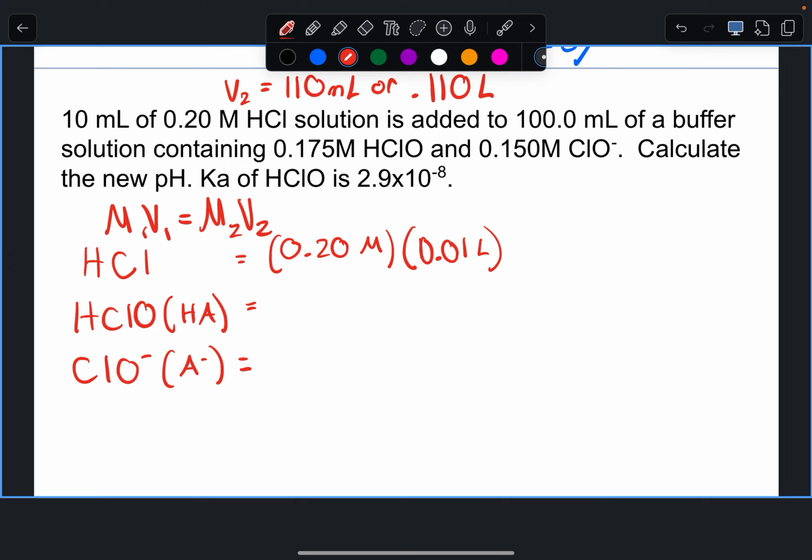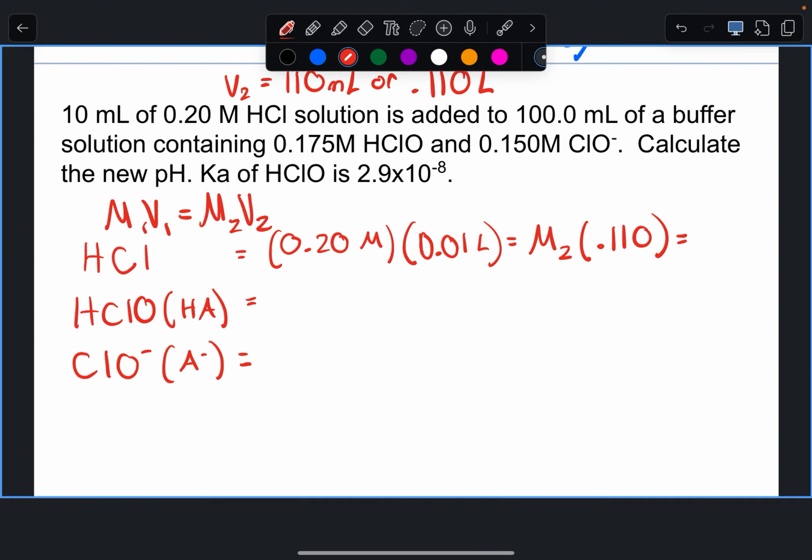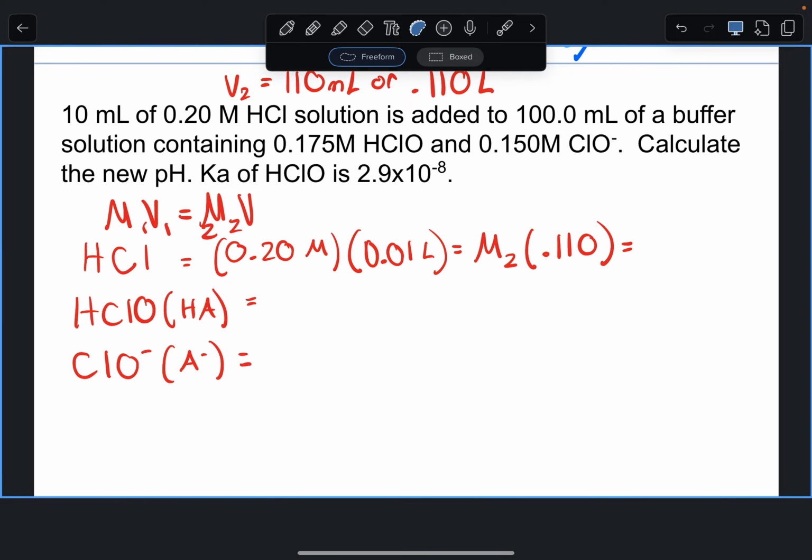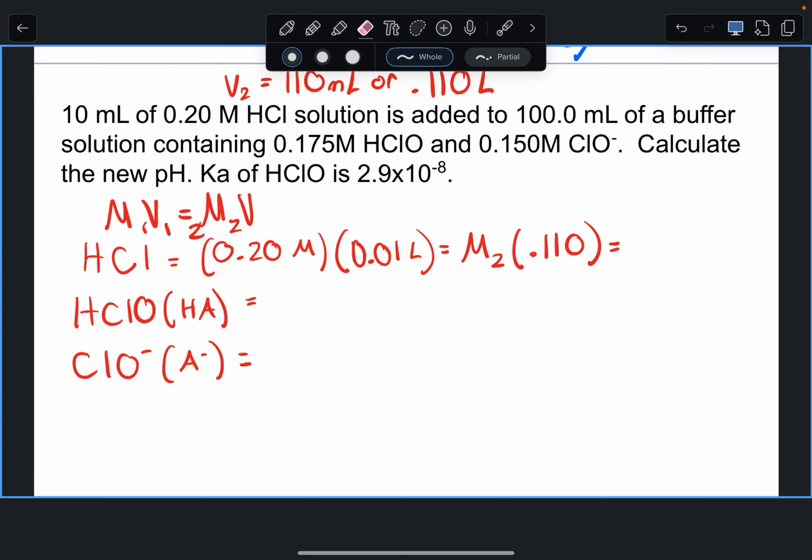0.01 liters. Now, technically you can leave these in milliliters because they're going to cancel out anyways and leave you with a molarity. So it's your call if you want to change them up or not. And then that's going to equal whatever your new molarity is. That's what we're trying to find times the new volume. Okay? So you need to find that new molarity, and then you need to do the same thing for each one of these.